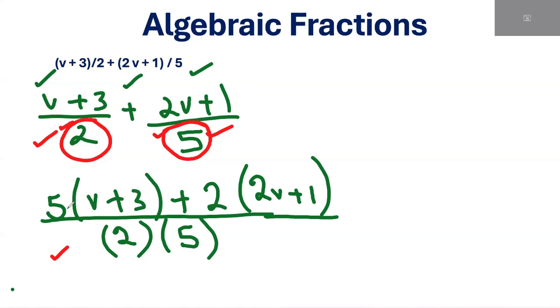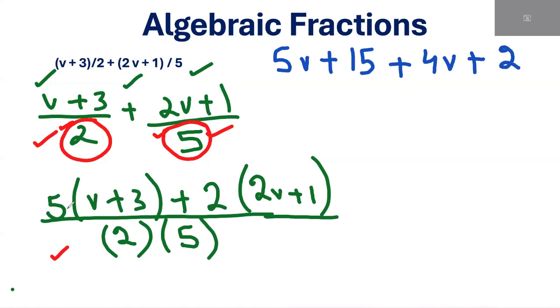This is the main step for LCM. Next, just multiply these brackets, the numerator brackets. 5 multiplied by v plus 1 will give you 5v plus 15. 5 3s are 15. Now, 2 multiplied by 2v will give you 4v, and 2 multiplied by 1 is 2. Whole divided by 10. 2 multiplied by 5 will give you 10.